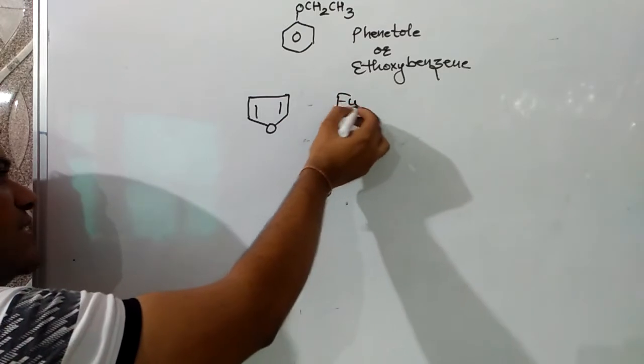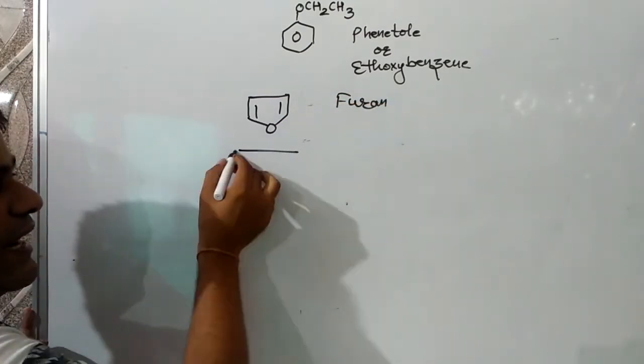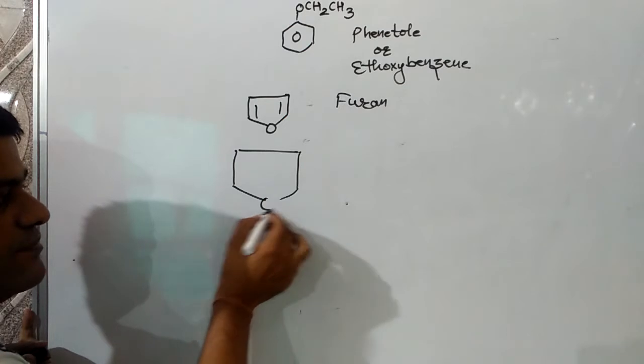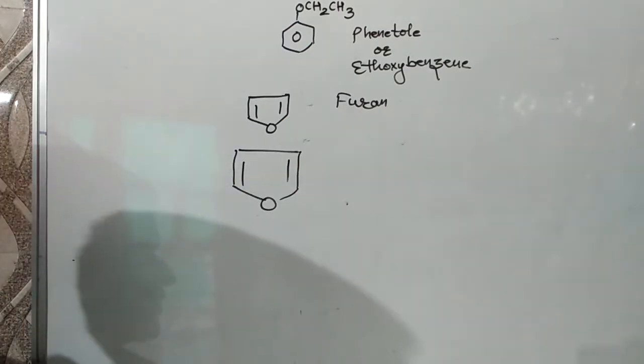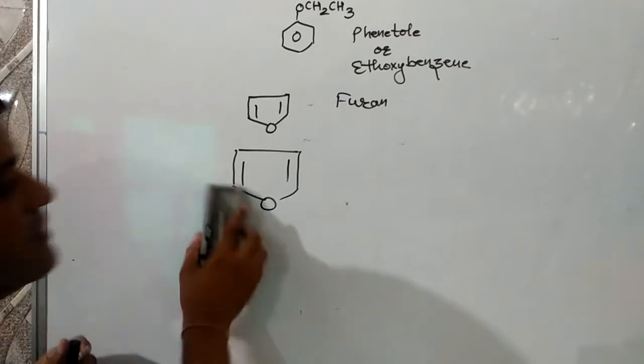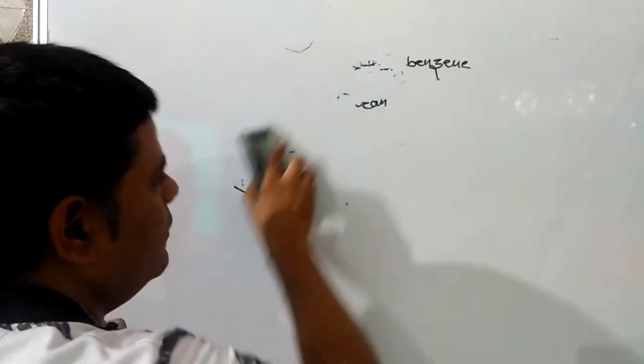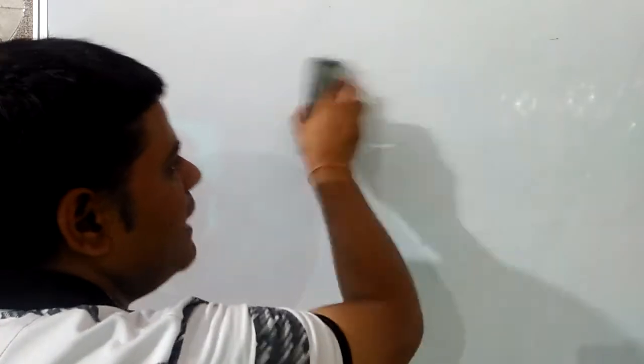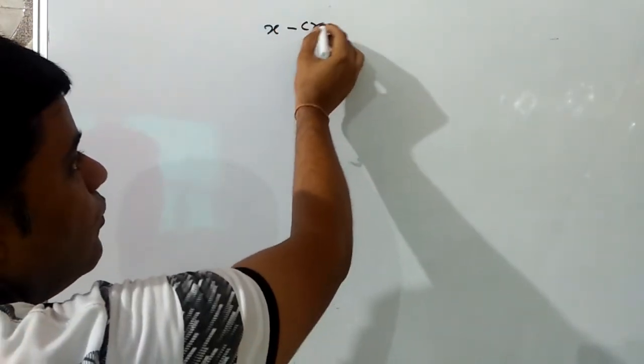This compound is known as furan, and the last one will be tetrahydrofuran. Now we have to discuss the crown ethers. Crown ethers are those compounds which are formed by polymerization of dihydric alcohols, and these are named as X crown Y.